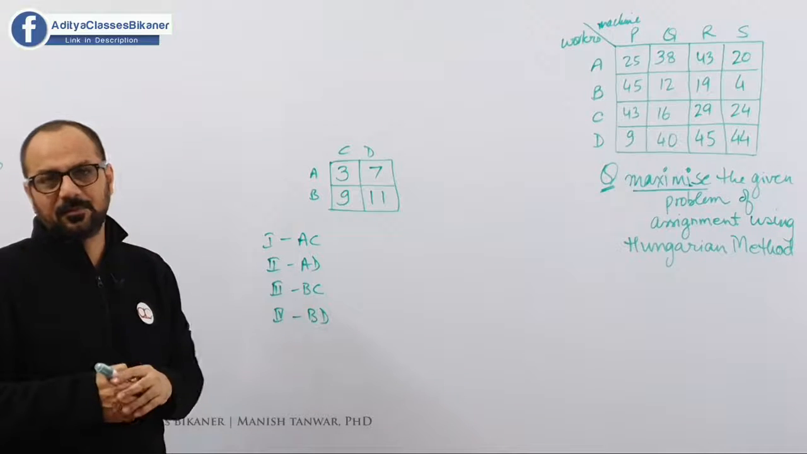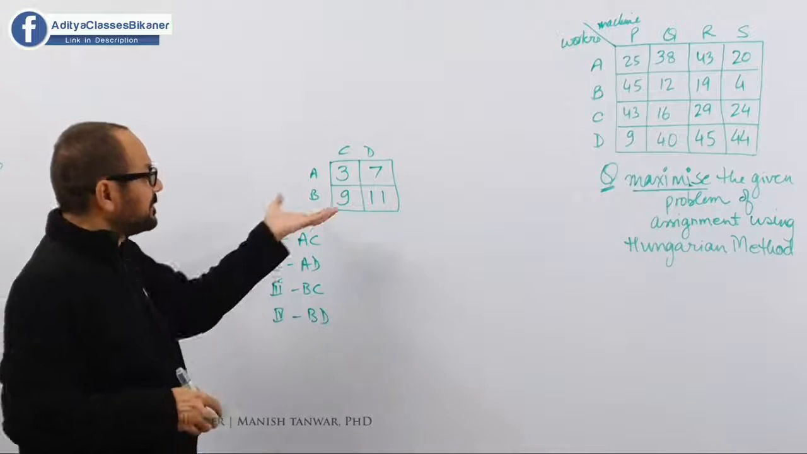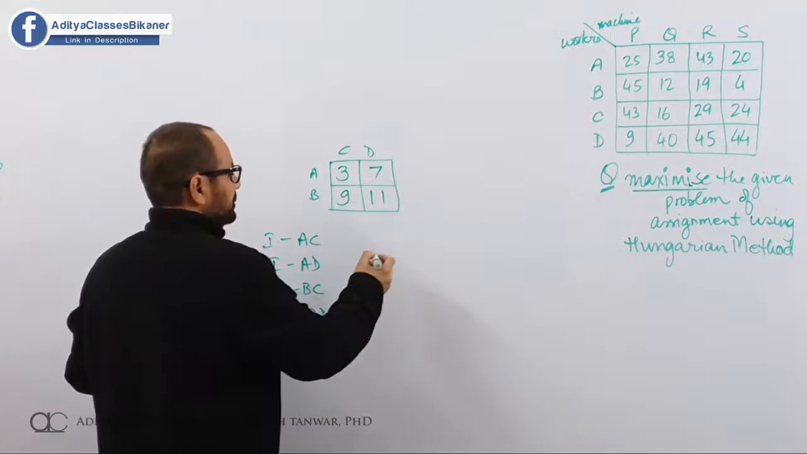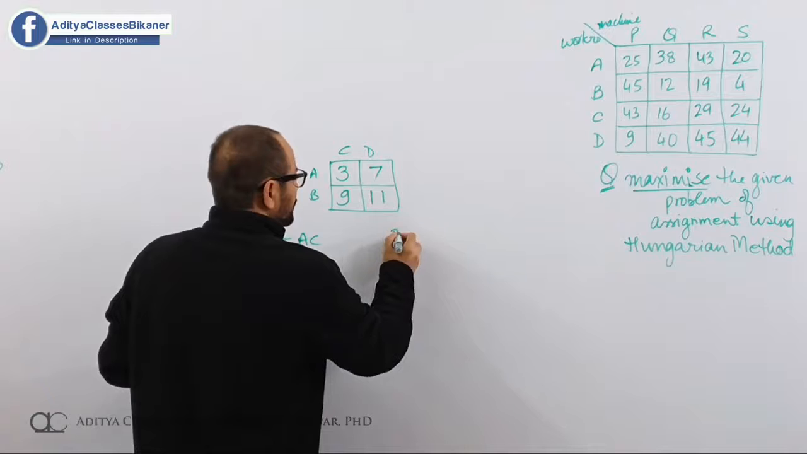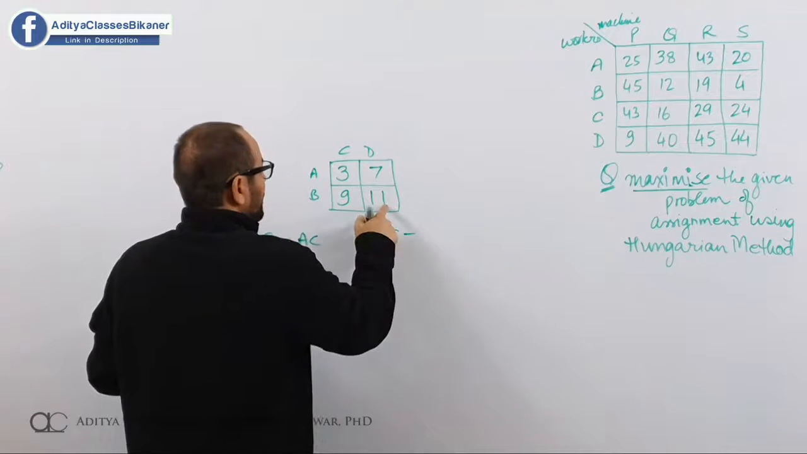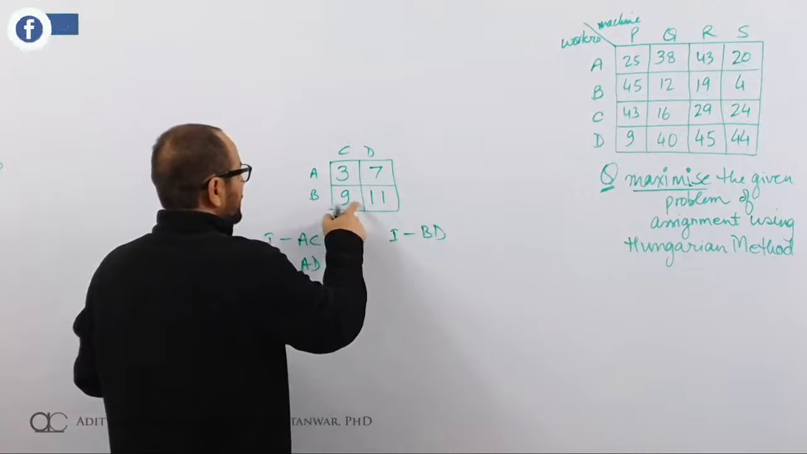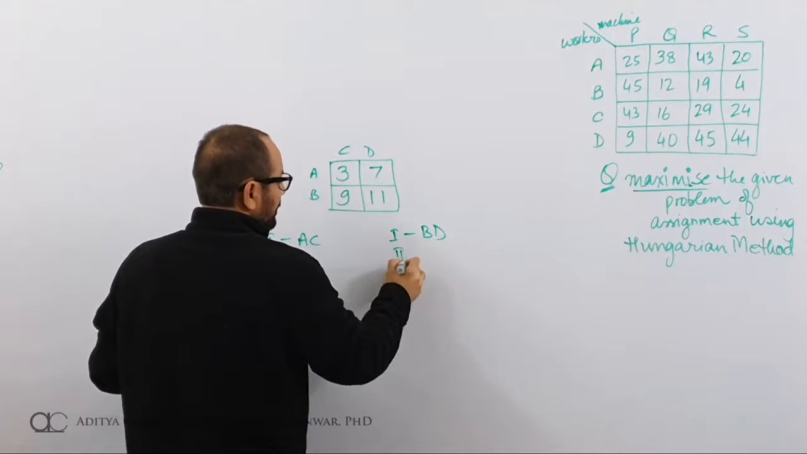To minimize the problem. Now, if I tell you that these are the profits, and I wish to maximize them, then what would be your first choice? Your first choice would be 11 rupees, BD. Second choice would be 9 rupees, B to C.